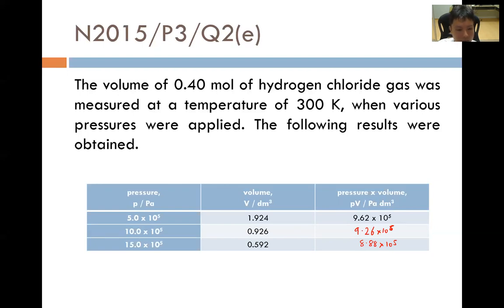Yeah, that's correct. Did I do something wrong here? That's 0.926. Oh, I'm sorry, 1, 2, 3. Sorry, this is 9.26 times 10 to the power of 5. Okay, I must have punched something in wrongly there.